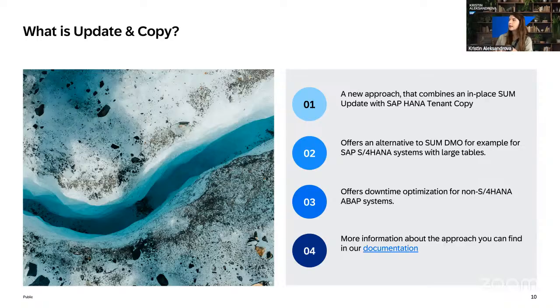Now, this also means that since we are not in the D-move to S4 space, if you have non-S4 ABAP systems, for example, such as a GTC or BW system, this also offers some downtime optimization approaches for those kinds of systems in comparison to standard Zoom DMO. Now, importantly, what we have to keep in mind as a downside to this approach is, of course, that we are working directly on the source system. So you have to be a little bit more careful and mindful when safeguarding this, as the upgrade in the end is an in-place one.